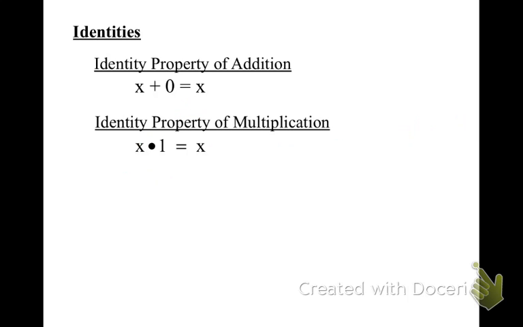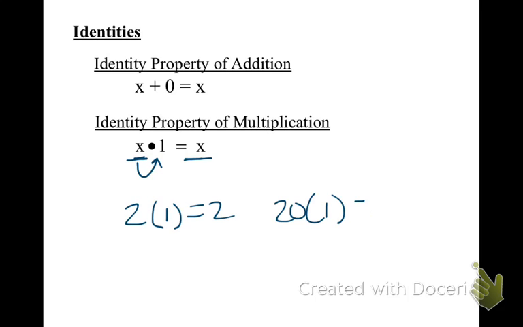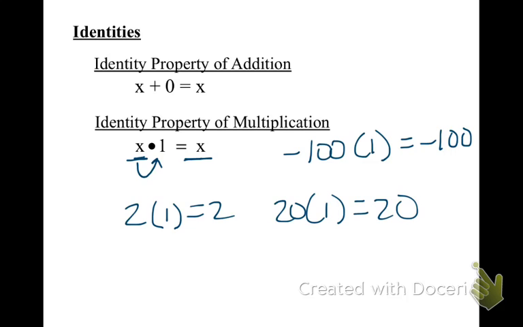Then we have the identity property of multiplication. So, any number, you multiply it by 1, you get that same number. So 2 times 1 gives you 2. 20 times 1 gives you 20. Negative 100 times 1 gives you negative 100. Any number that you multiply by 1 is going to give you the same exact number.